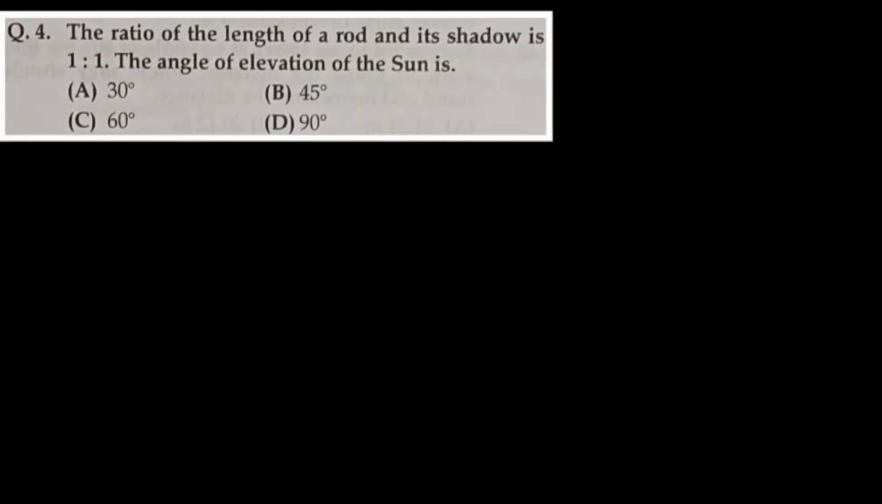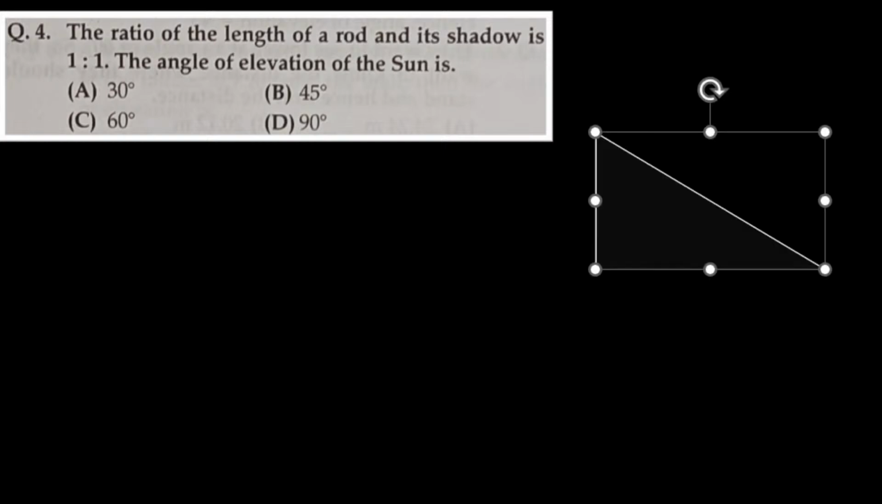Let's do the last question. The ratio of the length of a rod and its shadow is 1:1. Then what should be the angle of elevation when the ratio is 1:1? The ratio of the length of the rod and its shadow. See, the length of the rod means height and the shadow is the base.